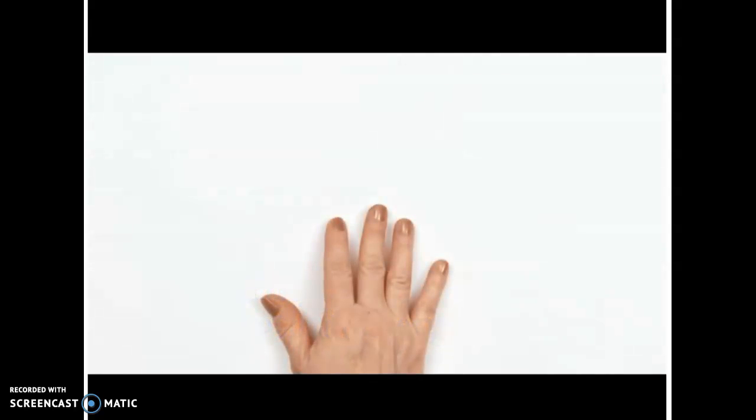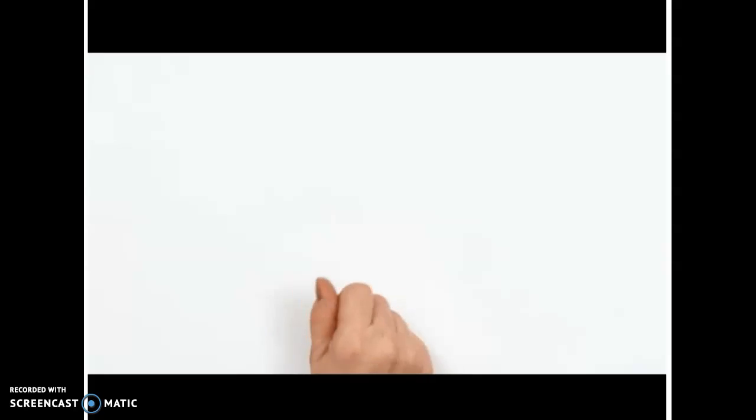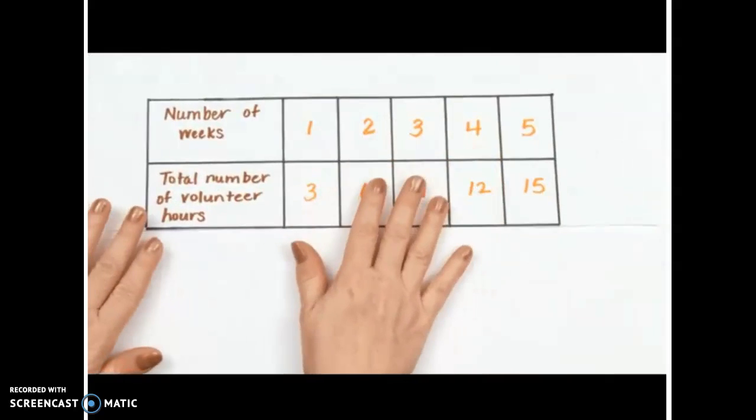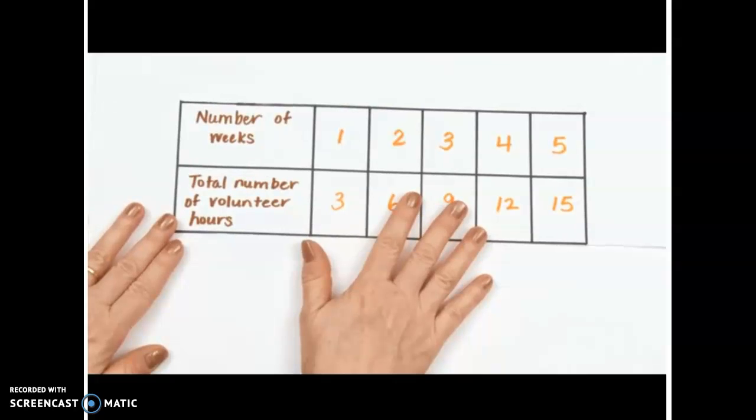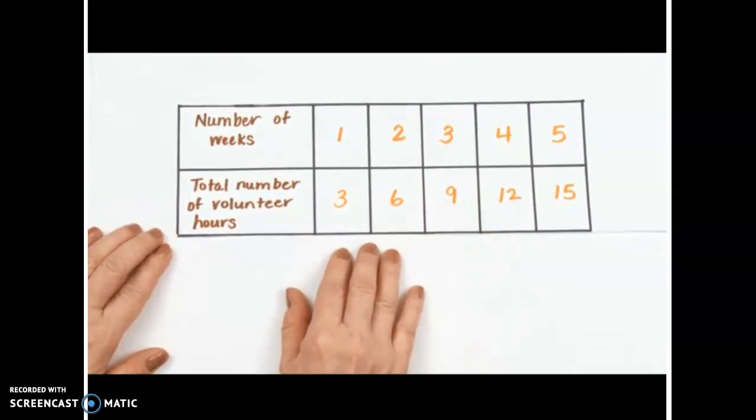Aiden volunteers at a local community center. He donates 3 hours per week to help run a children's sports program. This table helps Aiden keep track of the number of volunteer hours he's accumulated at the community center.